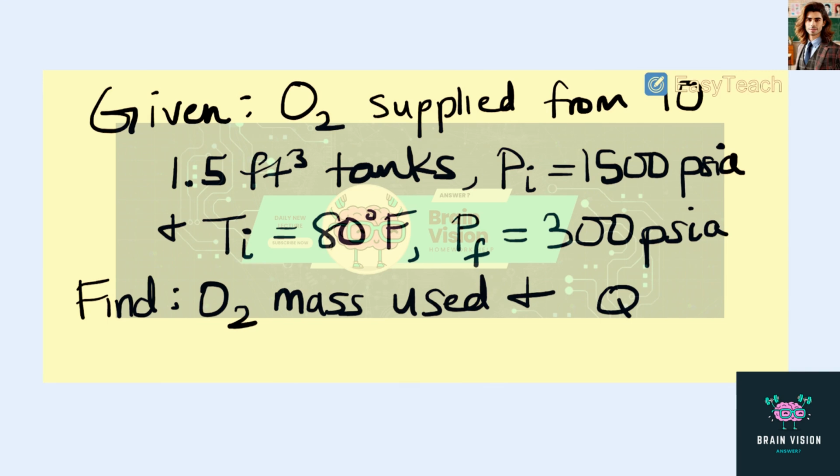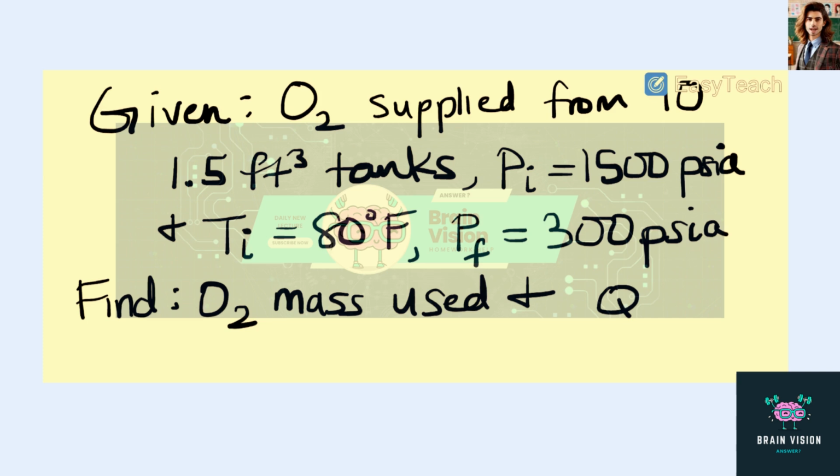What we have is oxygen in 10 compressed tanks that have a volume of 1.5 cubic feet each. The initial pressure is 1500 psi and the initial temperature is 80 degrees Fahrenheit. The tanks are opened to a point where the final pressure is 300 psi. What we're asked to find is the mass of the oxygen that was used and the total heat transfer.